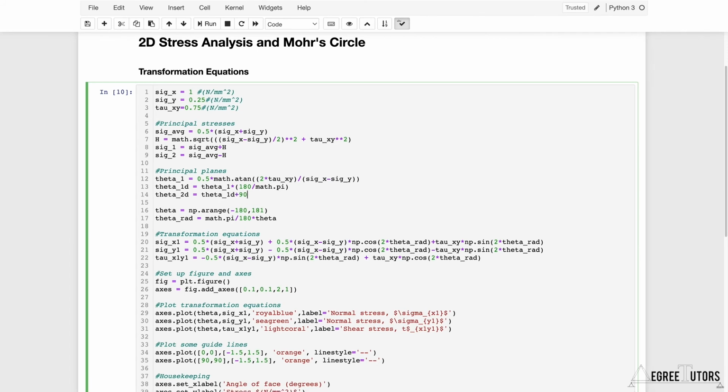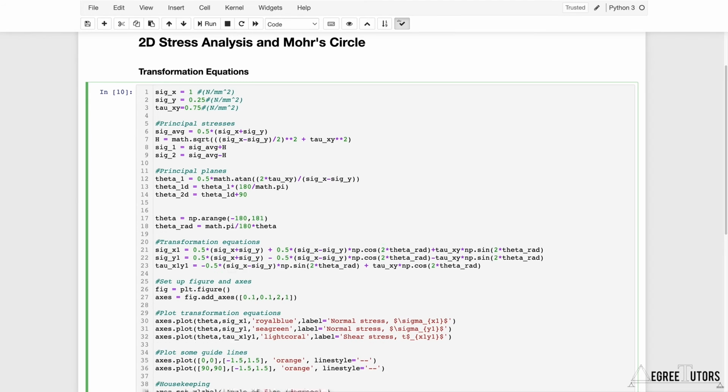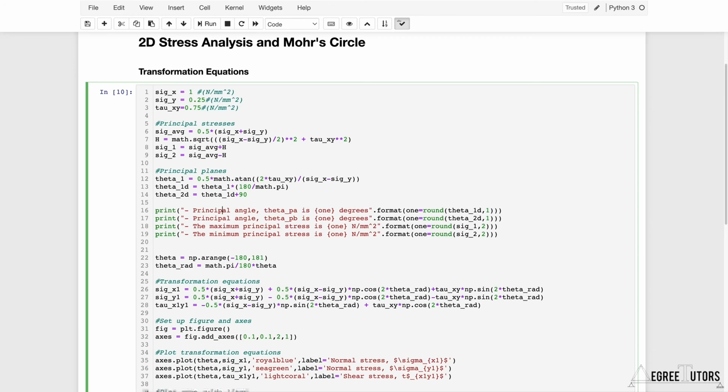All right, so now let's just print out a few statements here just to really clarify what it is we've calculated. So what have I got? I'm saying here in a print statement, a string that says the principal angle, and I'm just calling it theta underscore PA for now, right? Because I'm not actually tying either of these angles to either of these principal stresses just yet. So I'm just saying one of the principal angles, let's call it theta PA, is equal to 1, and I got a little placeholder here, and then I call format on the end of my string, and I pass in 1 as being equal to a rounded value of theta 1d.